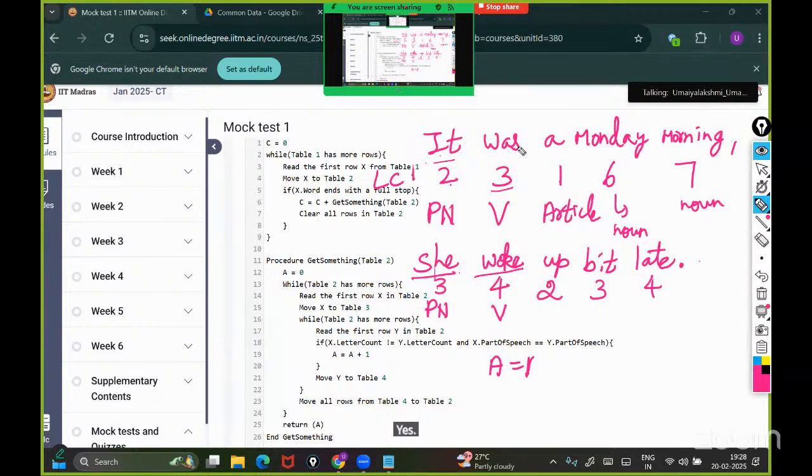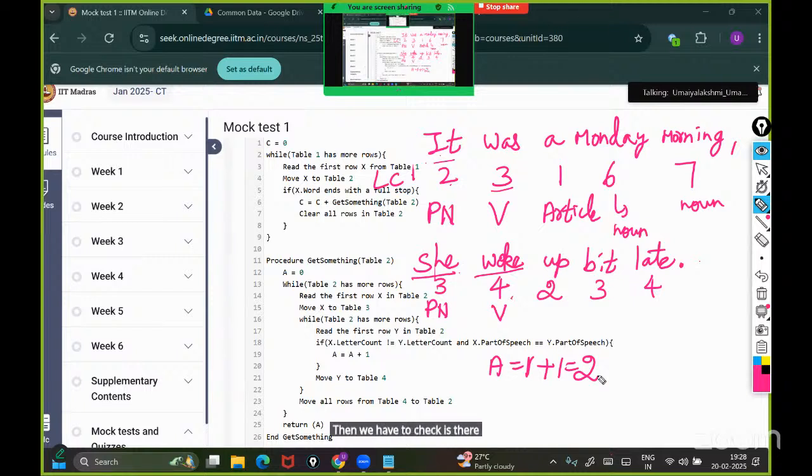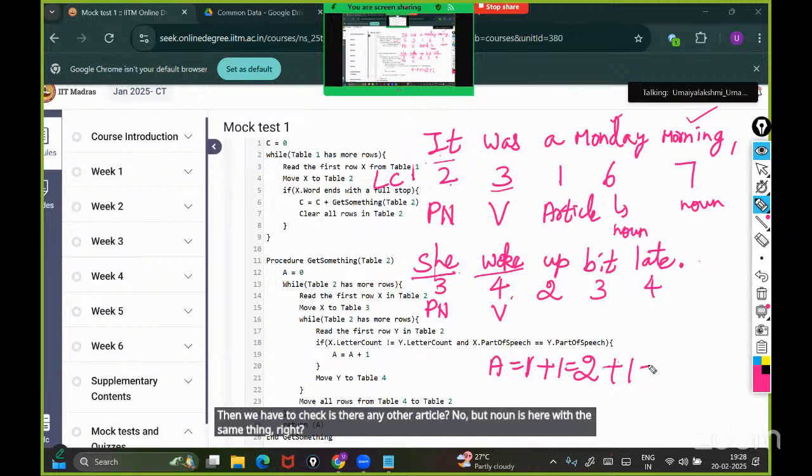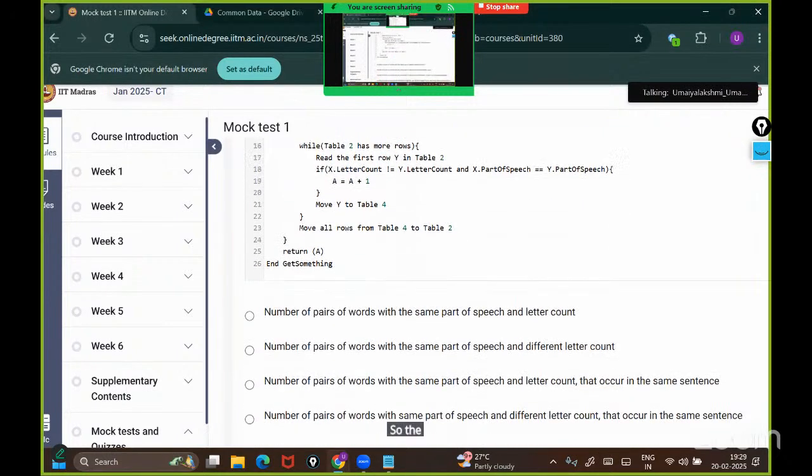So in this way, next is was and woke. Letter count is not equal, parts of speech is same. So A is incremented by 1. So A becomes 2. Then we have to check, is there any other article? No, but a noun is here with the same thing, right? So again, it is incremented by 1. So A becomes 3. So within the whole sentence, we are trying to do this, right? Yes. So the answer can be option D.